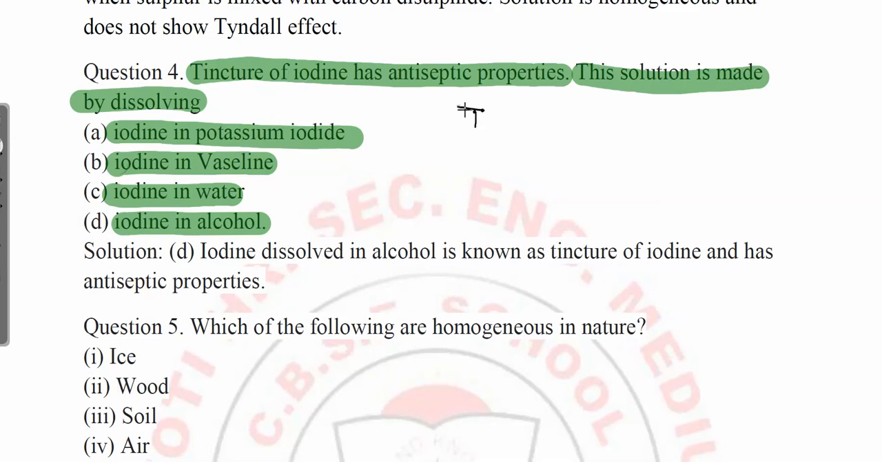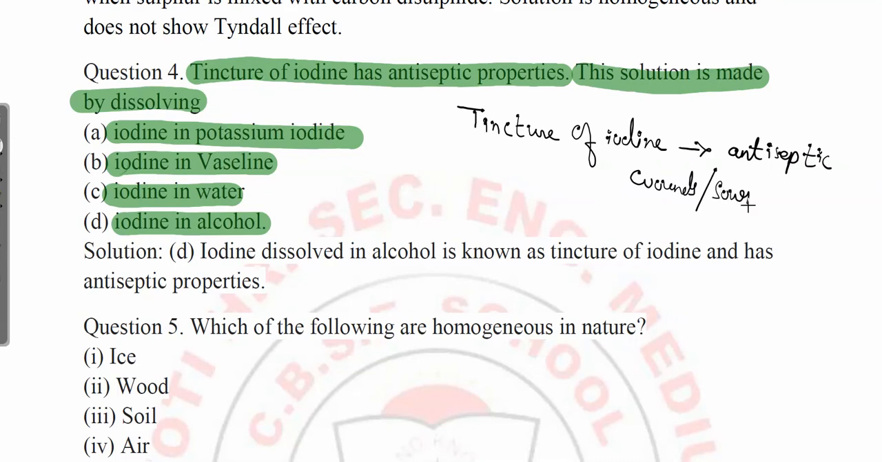So we know that tincture of iodine is an antiseptic. And what are antiseptics? The substances which are used for anti-germination. They are termed as germicides, which are used for removing germs from the wounds or the sores, which have happened due to any accident or any other kind of damage to your body.